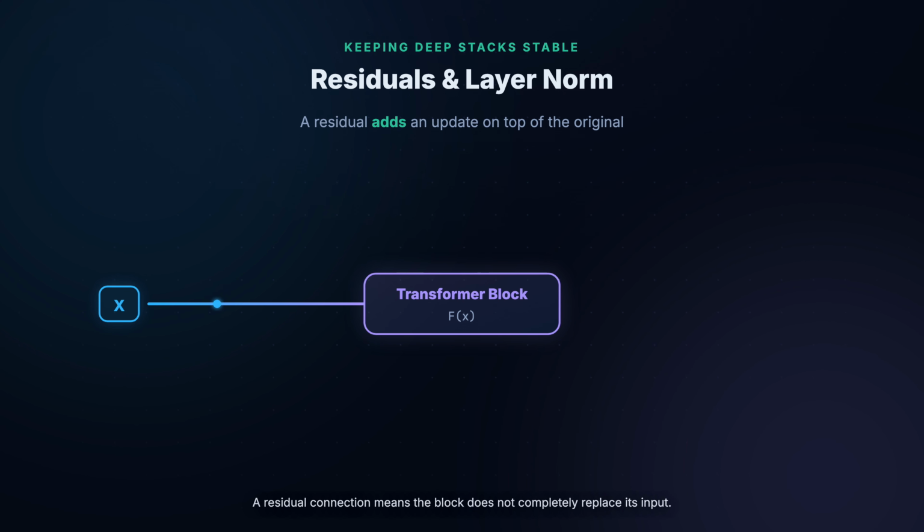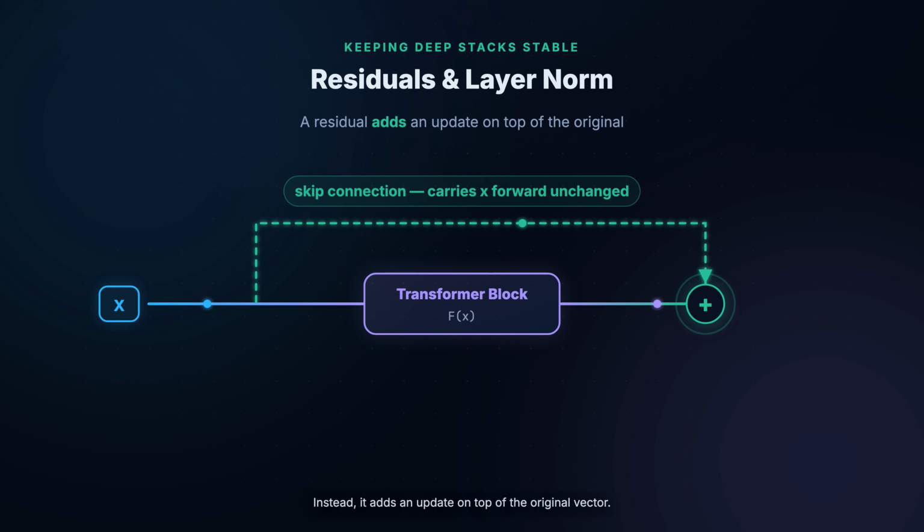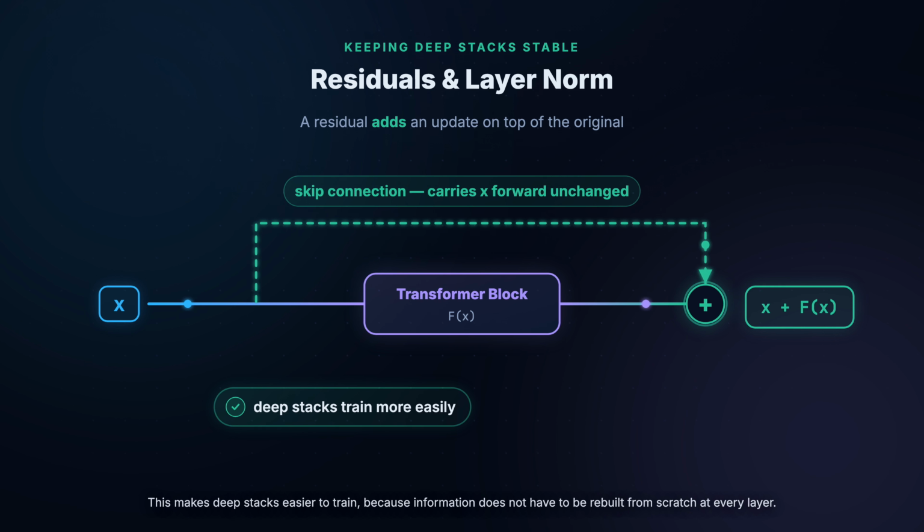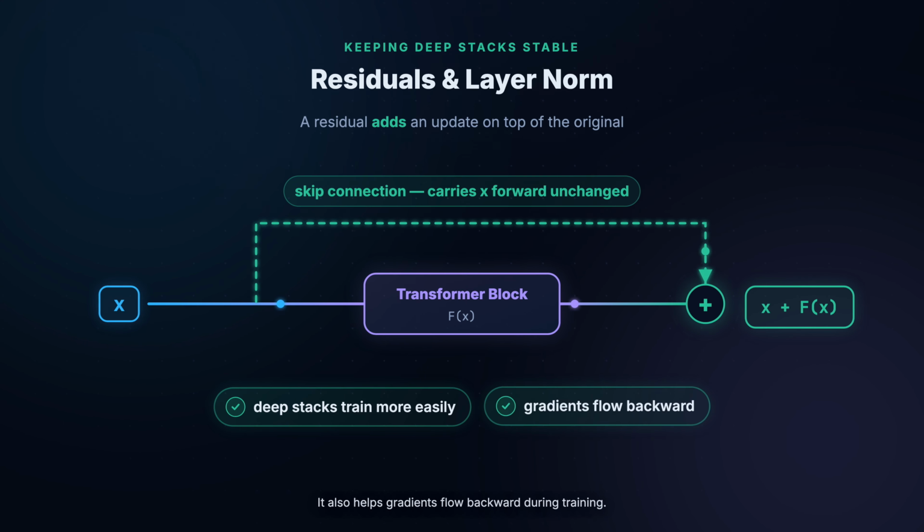A residual connection means the block does not completely replace its input. Instead, it adds an update on top of the original vector. So the original information can keep flowing forward, while the block adds something new. This makes deep stacks easier to train, because information does not have to be rebuilt from scratch at every layer. It also helps gradients flow backward during training.